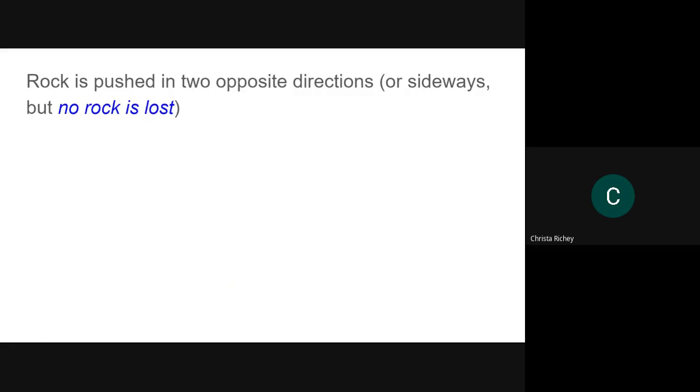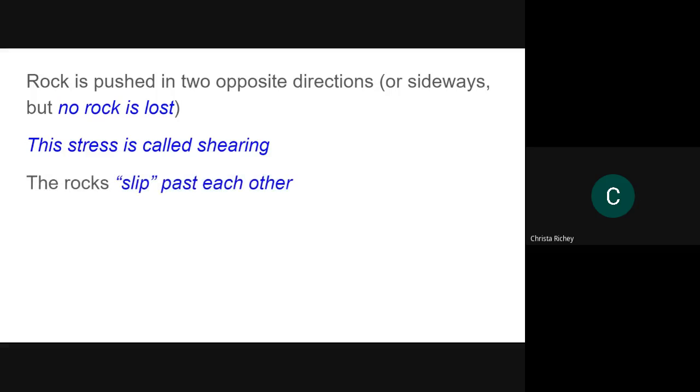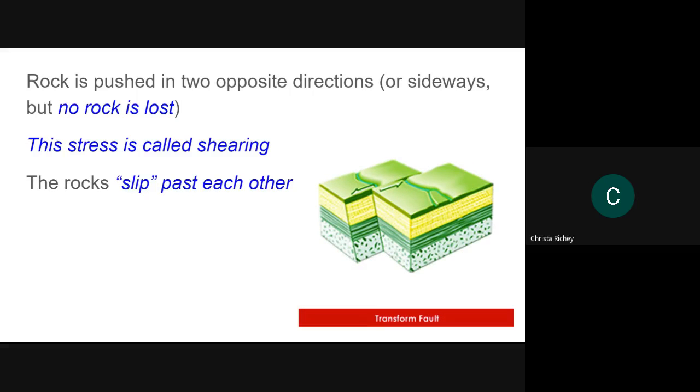No rock is lost. It may be crushed into little bits in between them, but it doesn't disappear. It's pulverized. This is called shearing. Once again, they slip past each other. So a transform or a sliding boundary is the less technical term.